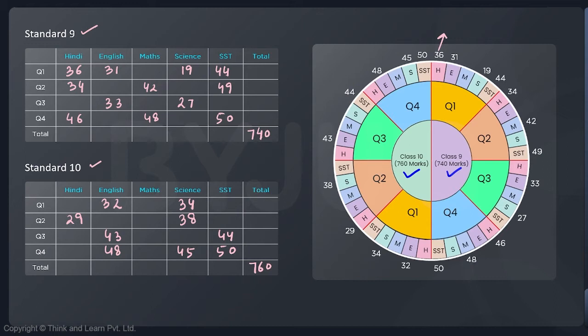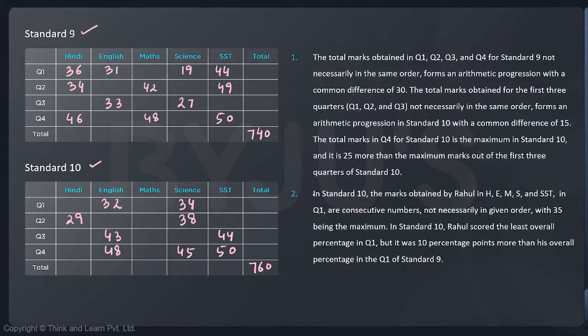So I do not need this graph anymore because whatever was in this graph, I have already written that on this page. So let's just remove this graph and move ahead to the next data set. So these are the first two informations. Let's have a look at them.